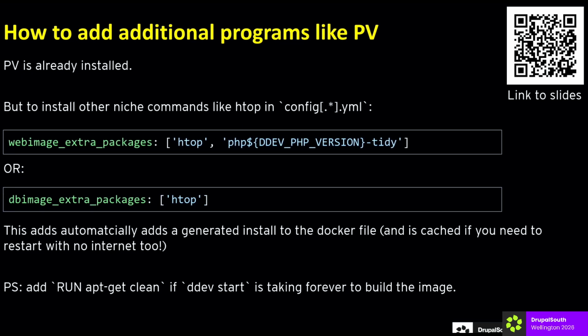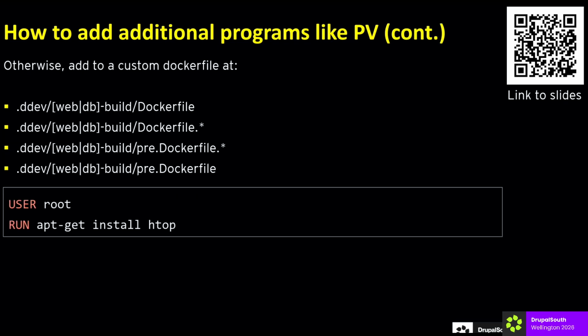When I researched this at the start, I didn't realize PV is already included. That's the progress viewer. But you can install other things. I just tried to find a random package that's not included, called htop. This is a config YAML file way of adding packages. It will generate into a Dockerfile. But you can also do your own custom way, like this on the screen with the Dockerfiles.